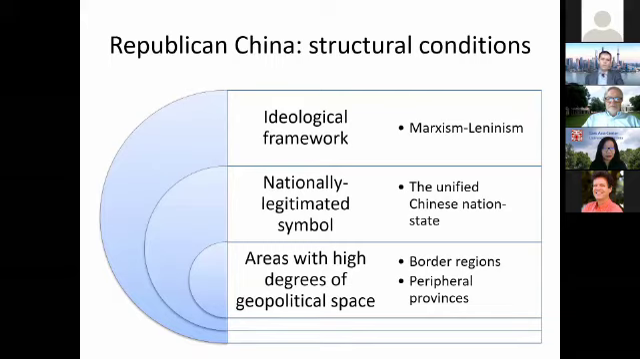So this is just a broad overview of the two chapters in the book that actually go into much greater detail on how this theoretical framework applies to Republican China and Sengoku Japan. But just in really broad strokes, the specialized ideological framework that the Chinese communists use was, not surprisingly, Marxism-Leninism.